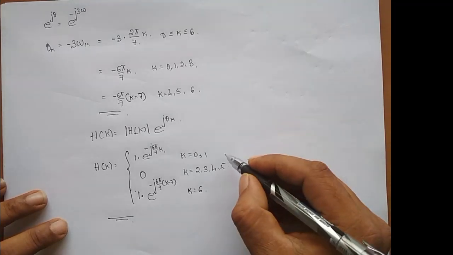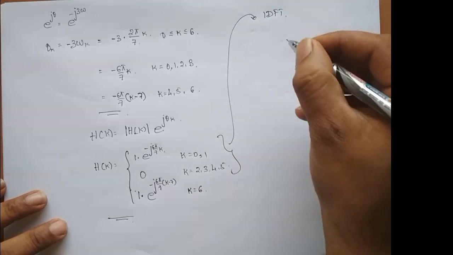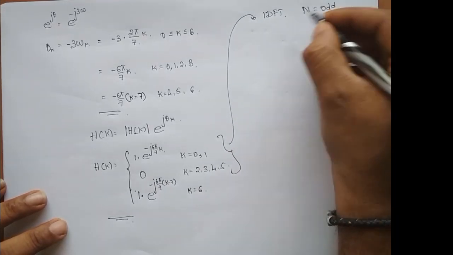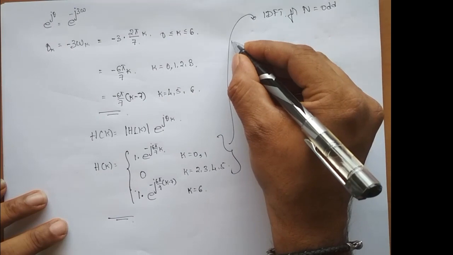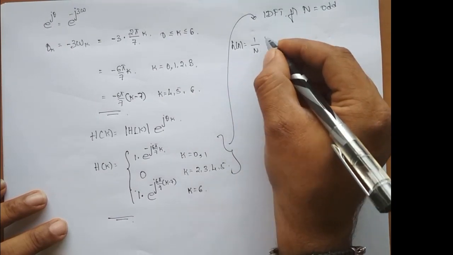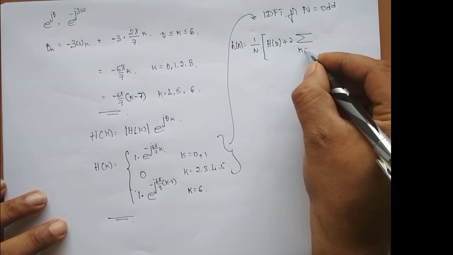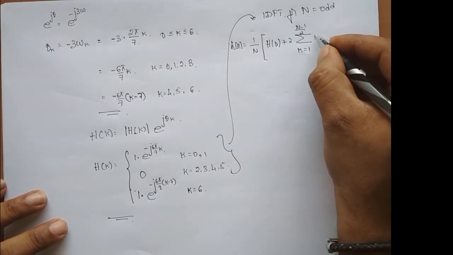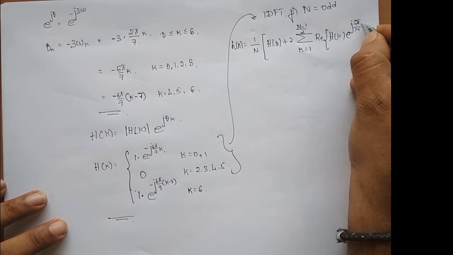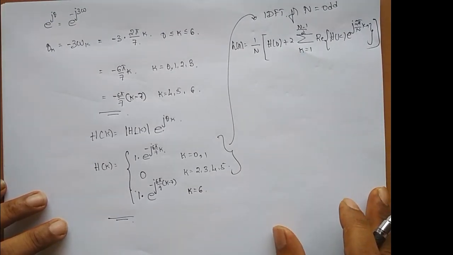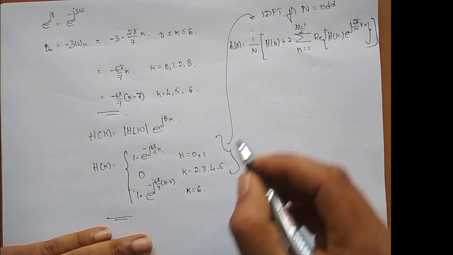Now since we got h of k, what I need to do here is take its inverse discrete Fourier transform, and the formula for n equal to odd, right? This is for n equal to odd. For n equal to odd, the IDFT equation: here we have h of n is equal to 1 by n times h of 0 plus 2 times summation k varying from 1 to n minus 1 by 2 of the real part of h of k into e power j 2 pi by n into k into n. So this is the formula to find the inverse reduced Fourier transform for given h of k, right?